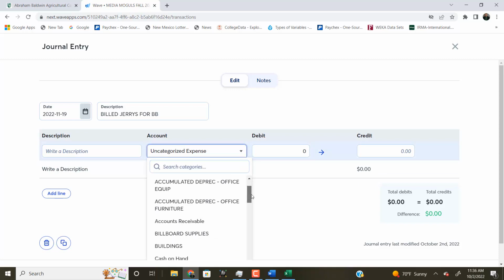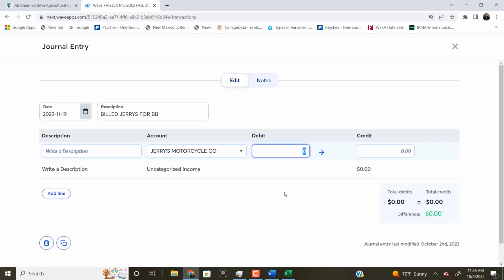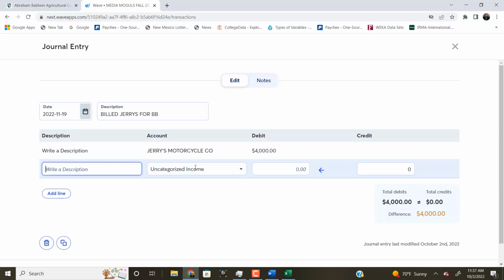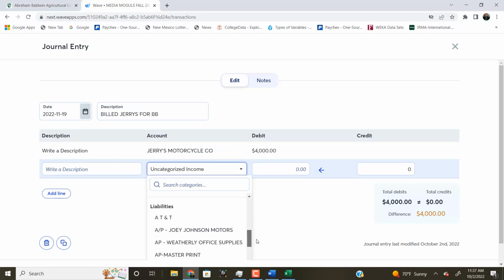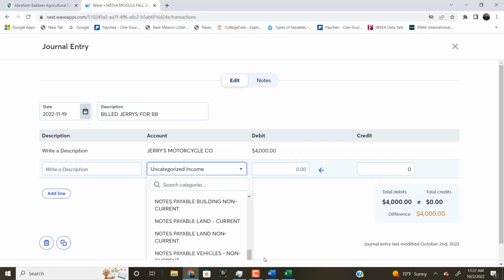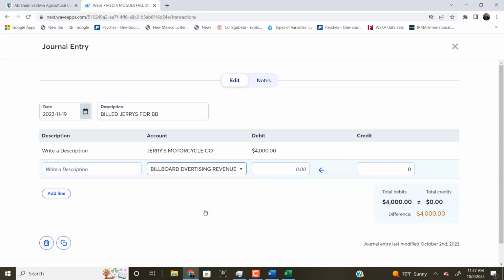Okay, come down until you find Jerry's motorcycle, and it's $4,000. 5 billboards at 800 apiece, I think is what it is. The uncategorized income here will go down to income, and it's billboard advertising revenue, 4,000.